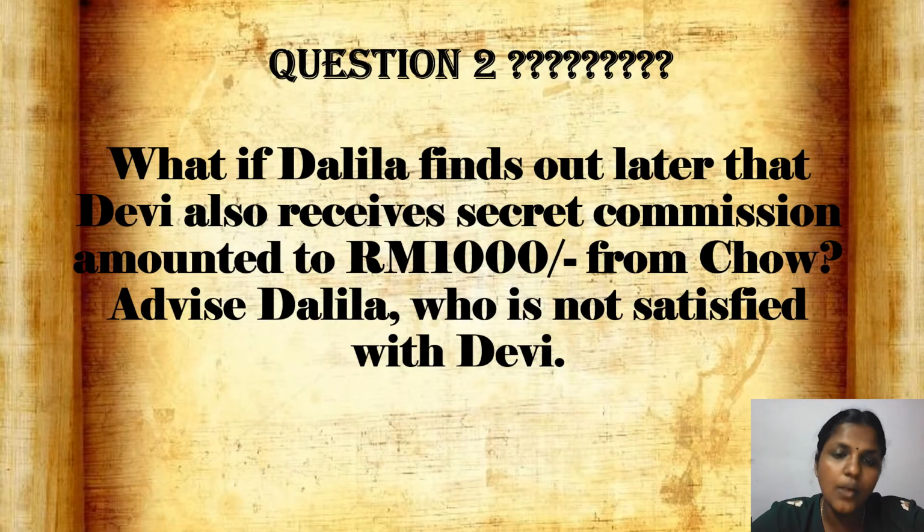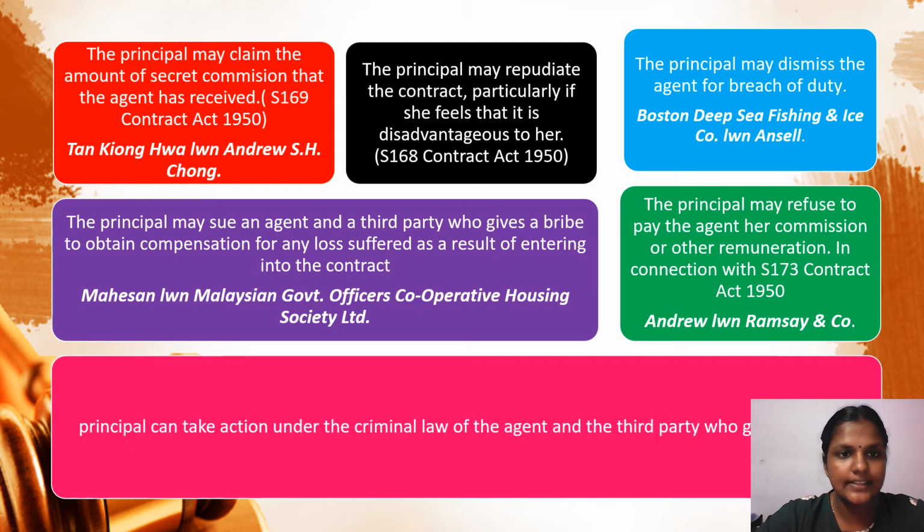The second question: what if Dalila finds out later that Devi also received a secret commission amounting to 1,000 from Cho? Advise Dalila, who is not satisfied with Devi. There are some pieces of advice I can give. When Devi received a commission of 1,000 ringgit from the third party, her friend Cho, the principal may claim the amount of the secret commission that the agent has received, as written in Section 169 of the Contract Act 1950. So in this case, Dalila may claim the 1,000 ringgit secret commission that the agent Devi received from Cho, the third party.